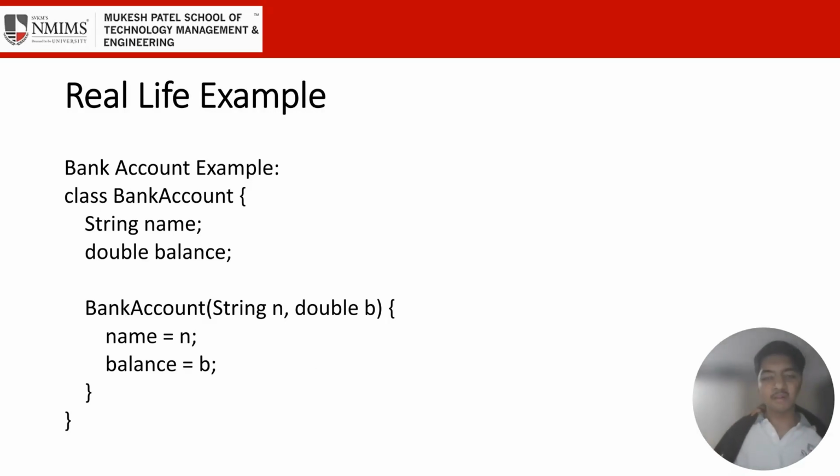Real life example. Now here we are at the best part. That is a real life example of these differences. String name, double balance. These are the global variables you all know. Now comes the parameterized constructor part. This is BankAccount with a string N and a double B. These are the parameters. Name equals N and balance equals B. You can see over here the value of name is stored in N, and the value of balance is stored in B.